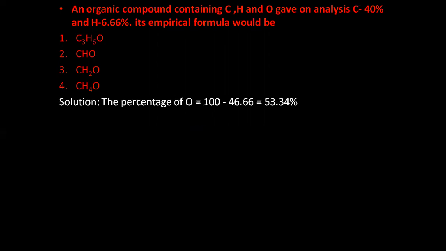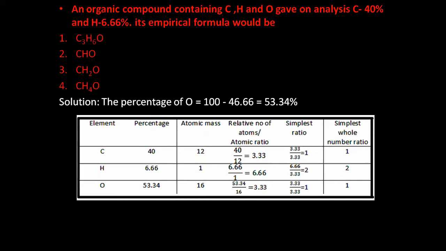So the percentage of oxygen will be, total is 100. If you see, carbon is 40 and hydrogen is 6.6, so it will be 46.66. 100 minus 46.66 will give you 53.34. So that means 53.34 is oxygen. Most of the students get confused over here because the percentage of oxygen is not provided, and sometimes they make the mistake of calculating only carbon and hydrogen. So remember that.